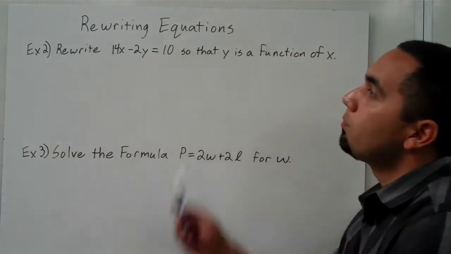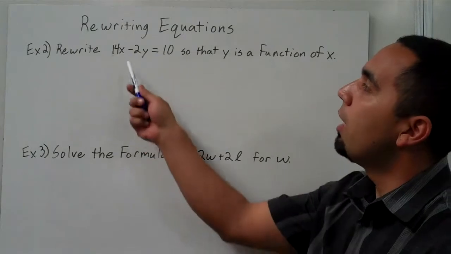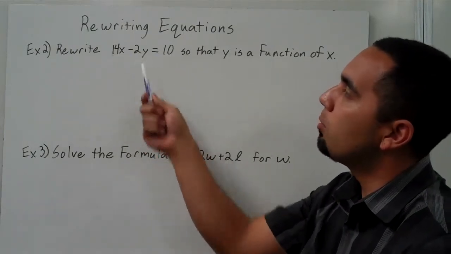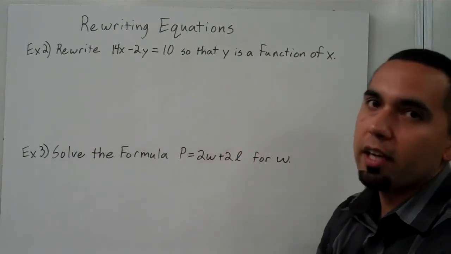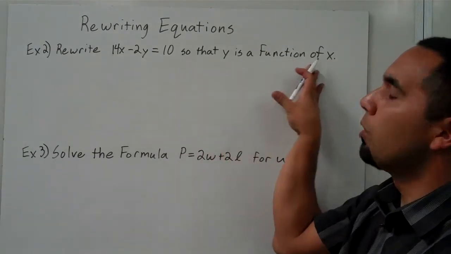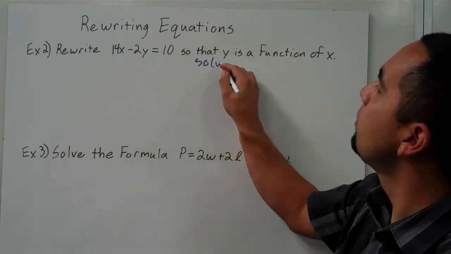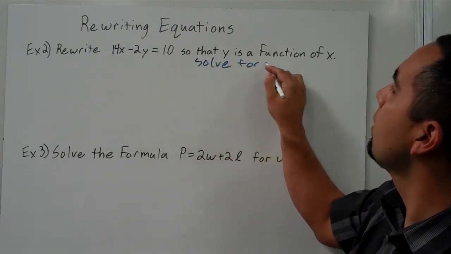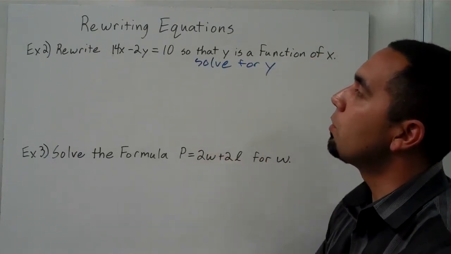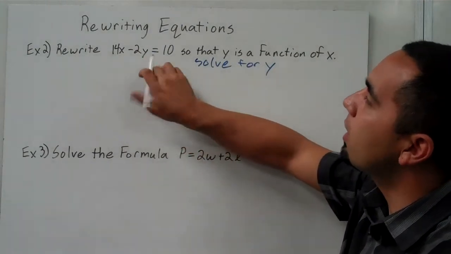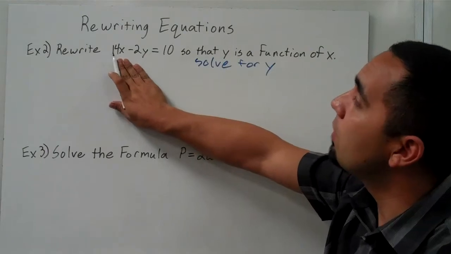Okay, so example number 2, now we're going to be rewriting equations. Okay, so now I have an equation. It has 2 variables, but that's okay because they want us to solve it so that y is a function of x. So this is some new wording, but basically what that is saying is that we want to solve for y. Okay. And we'll talk about functions more later. But we want to solve this equation for y. So if I look at this equation, again, I'm trying to get this one by itself. So I'm going to start on the same side and move everything else that way.